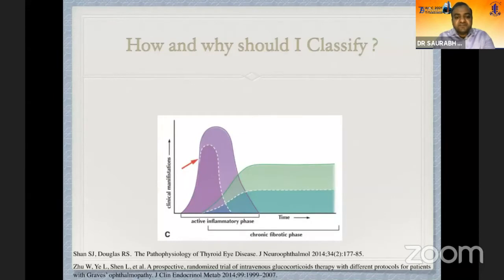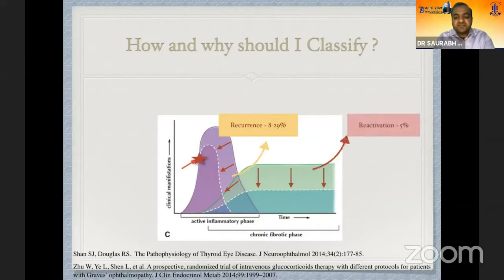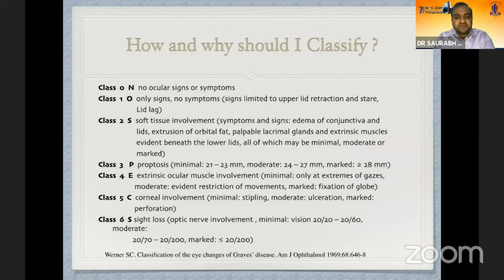Another aspect is if we treat these patients medically at the start of the active inflammatory phase, it leads to a down phase of the active inflammatory phase, and also a decrease in the chronic fibrotic phase. So this leads to the ultimate reduction in the sequelae which the patient will have. But this is not simple, because even if the patient is on active medical management, recurrence can be seen in 8 to 29% of the patients. And even in the chronic fibrotic phase, reactivation of thyroid disease can occur in 5% of the cases, especially after orbital decompression.